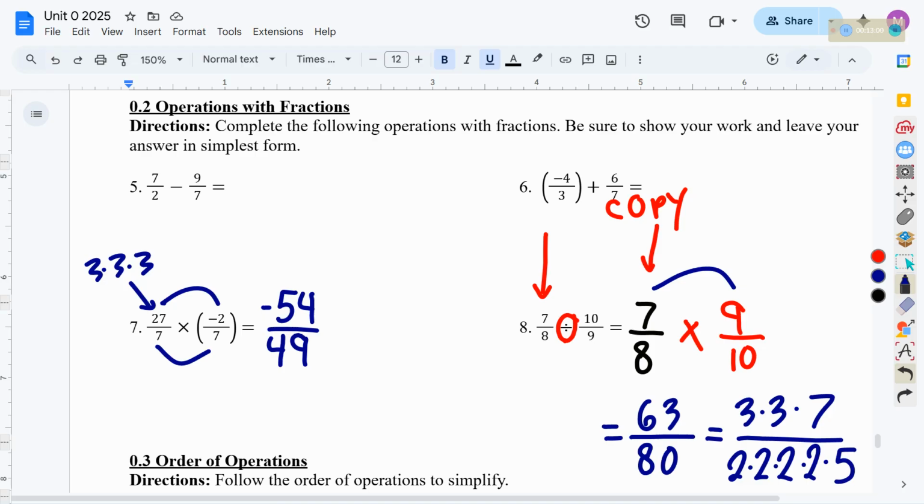So 2 times 2 times 2 times 2 times 5. There's nothing in common on top and bottom. So therefore, this is irreducible. And that will be the end right there. So we're done with that. So let's move on.